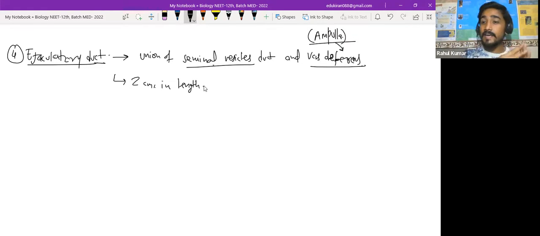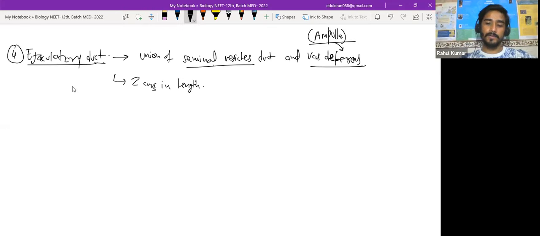If a sperm has entered the ejaculatory duct, it will be ejaculated now. You cannot withhold or send back that sperm to the vas deferens or epididymis. That's why it's called the ejaculatory duct. So either sperms don't come into this duct and stay in the vas deferens, or when they come into this duct, they move out through the urethra.